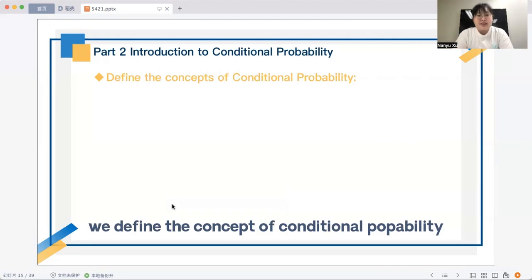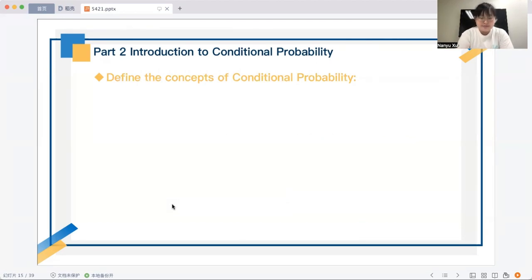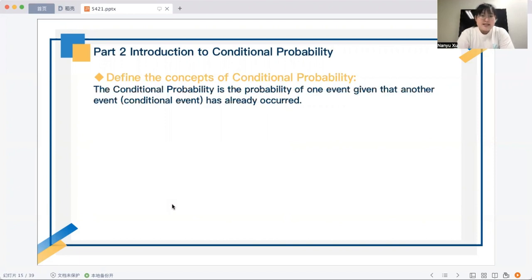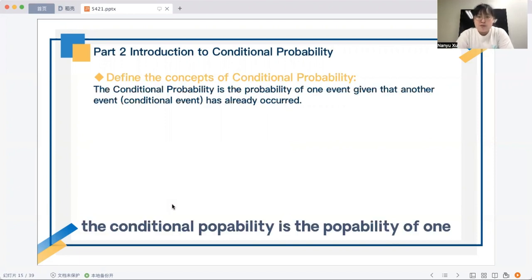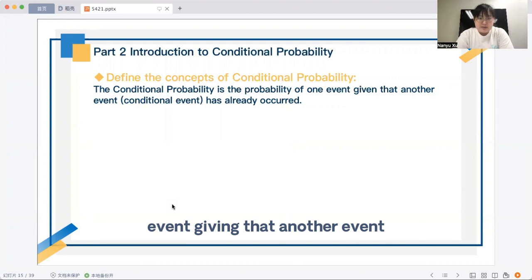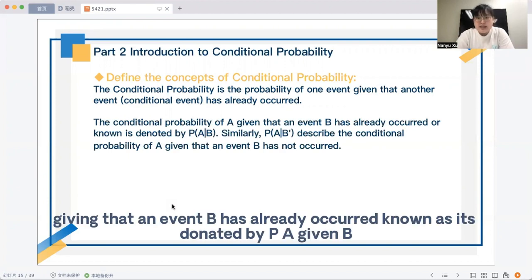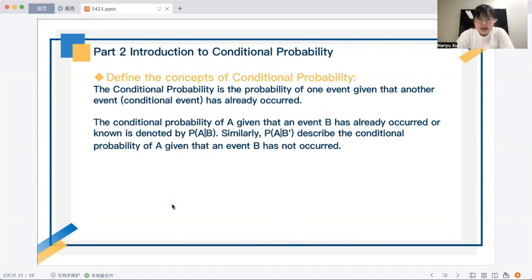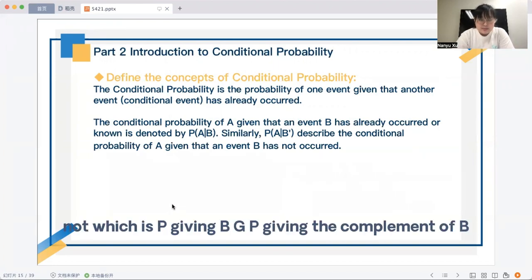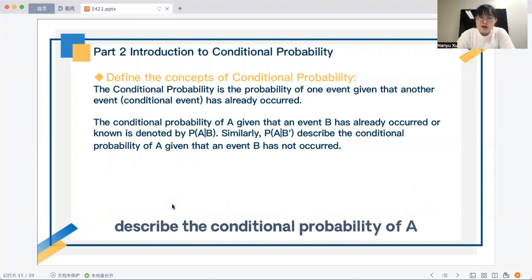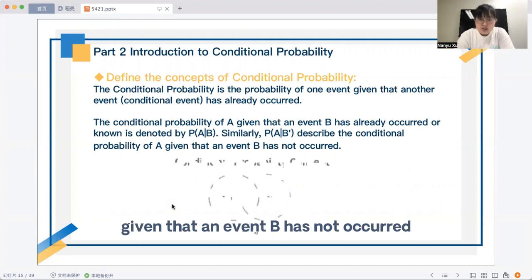Therefore, we define the concept of conditional probability. The conditional probability is the probability of one event given that another event, which is our conditional event, has already occurred. The conditional probability of A, given that an event B has already occurred, is denoted by P(A given B). Similarly, P(A given B complement) describes the conditional probability of A, given that an event B has not occurred.